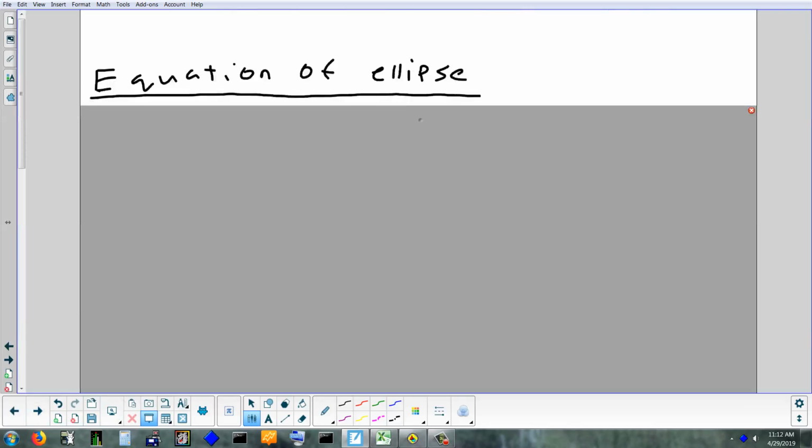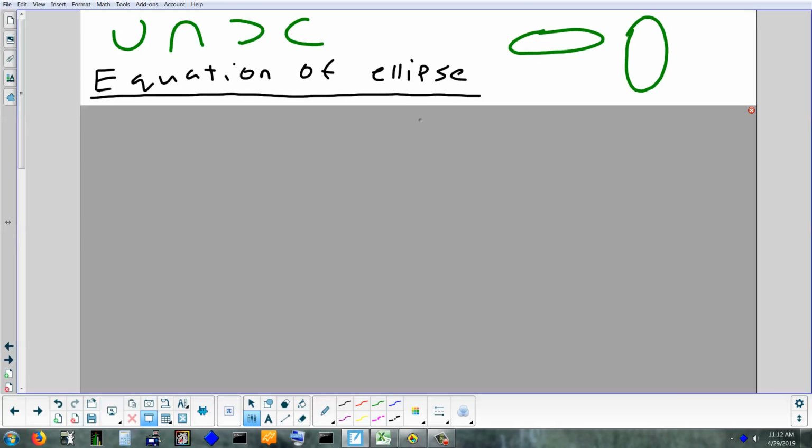All right, when we did parabolas, how many different ways can a parabola open? Or how many different ways can it face? Was it 4? It was 4, right? It could open up, down, left, or right. Well, with an ellipse, there's really only 2. Either your ellipse has the long way horizontal, or the long way is vertical. That's it. So there's only 2 equations we're going to look at.